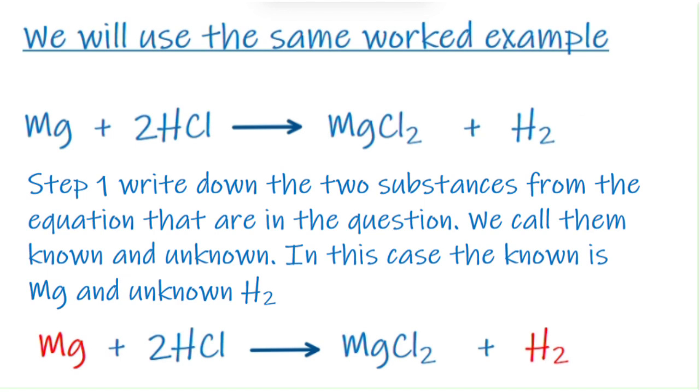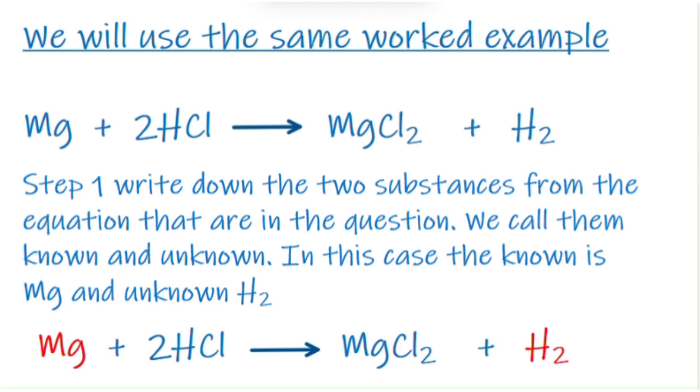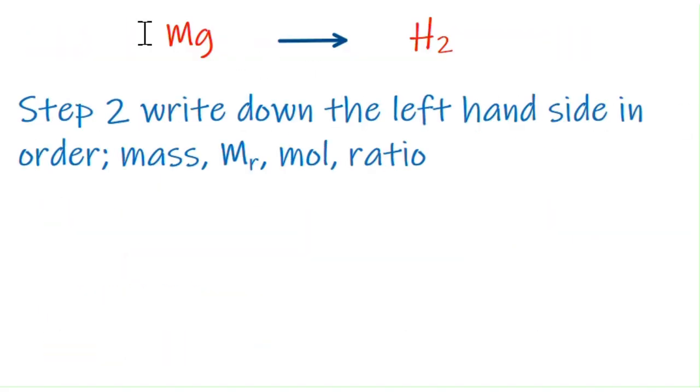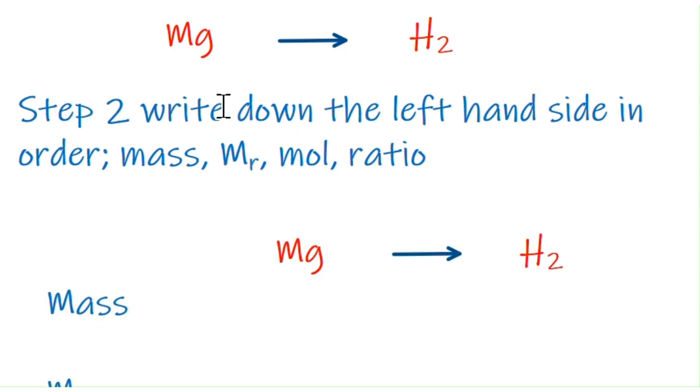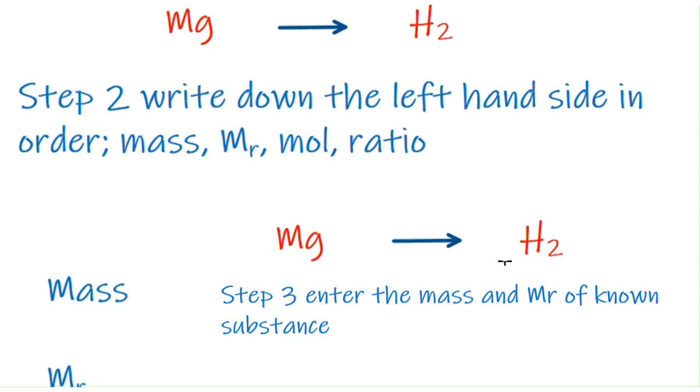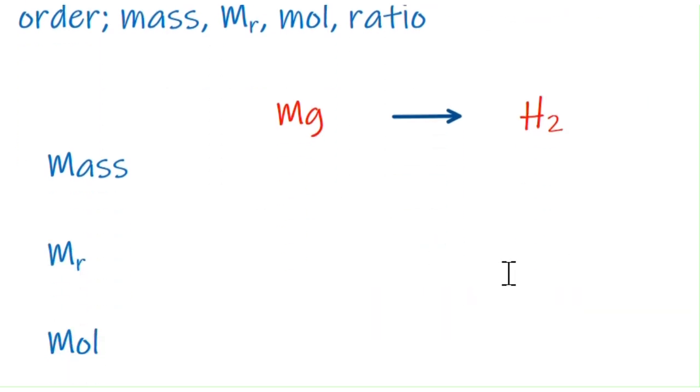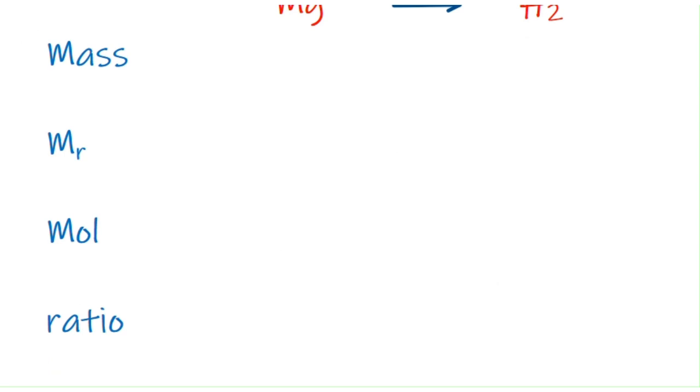Step 1, write down the 2 substances from the equation that are in the question, and we call these the known and the unknown. In this case, the known is the magnesium, the unknown is the hydrogen. And now you'll see why we call this the table method. So for step 2, down the left-hand side, in that order, you write the mass, Mr, mole and ratio.